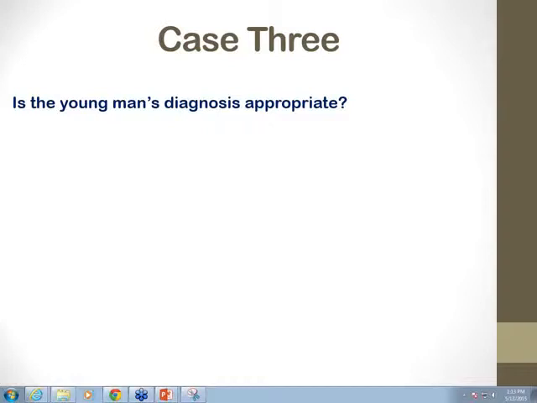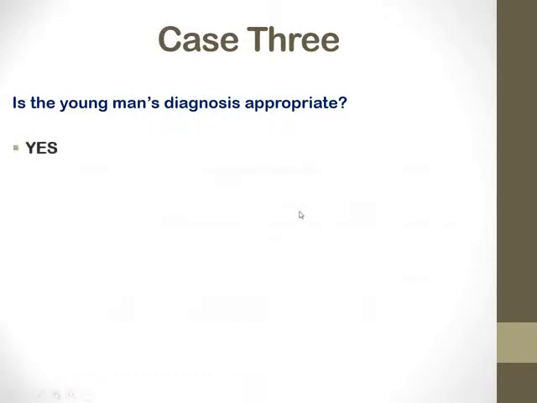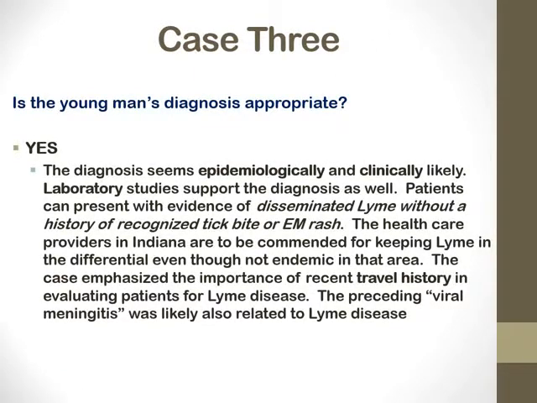Okay, let's keep moving along. So I would argue that the answer is yes. And by the way, the split was about 80-20 on this one. The diagnosis seems epidemiologically and clinically likely. What I mean by epidemiologically is he rode through a very Lyme endemic area. And clinically likely, we know that heart block can be a manifestation of early disseminated Lyme.